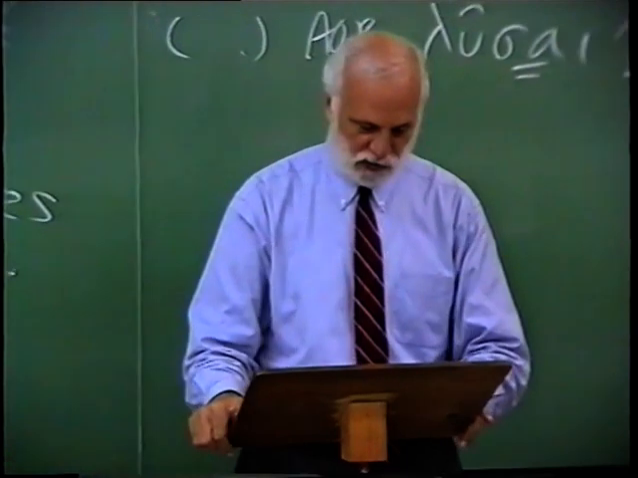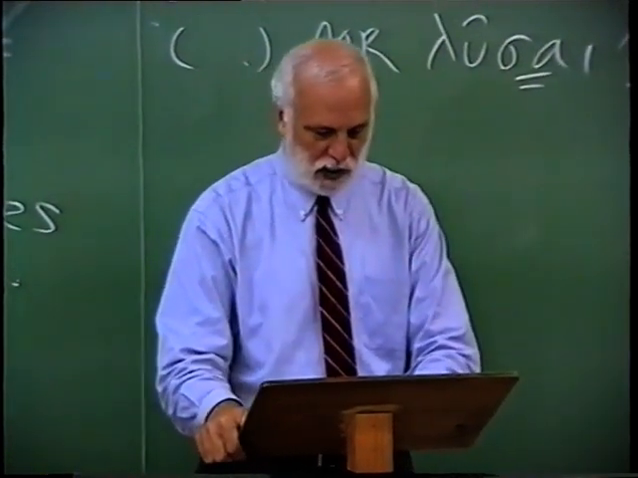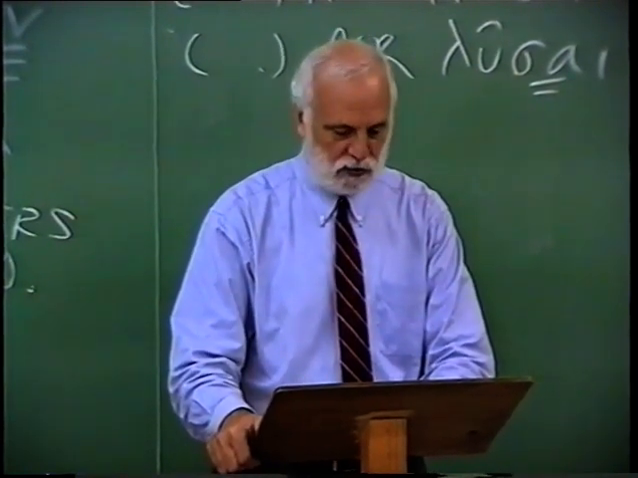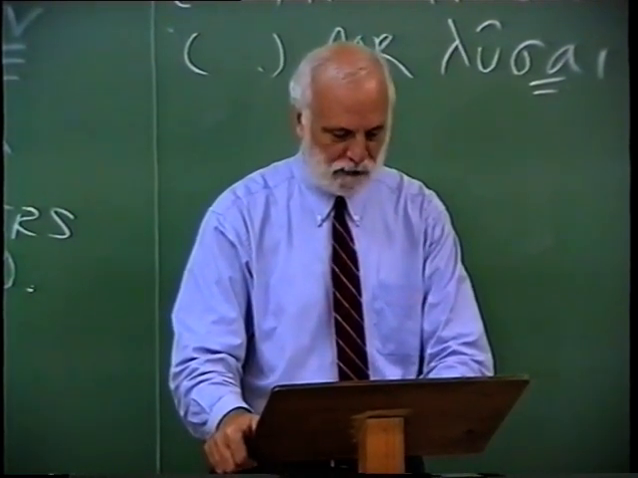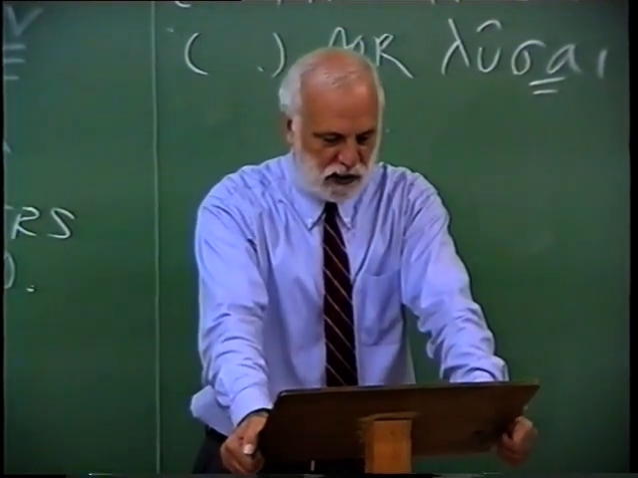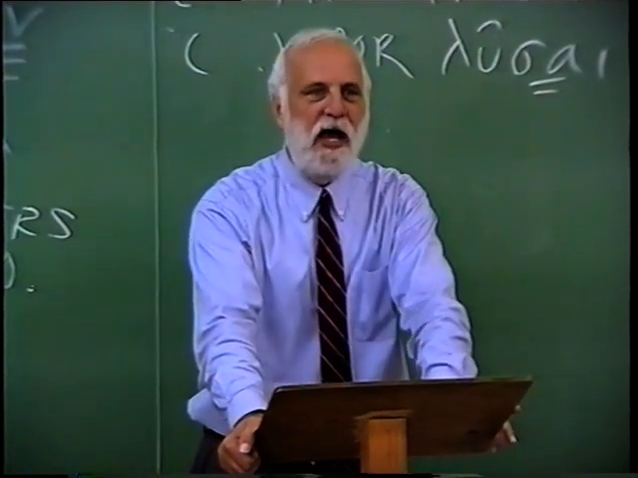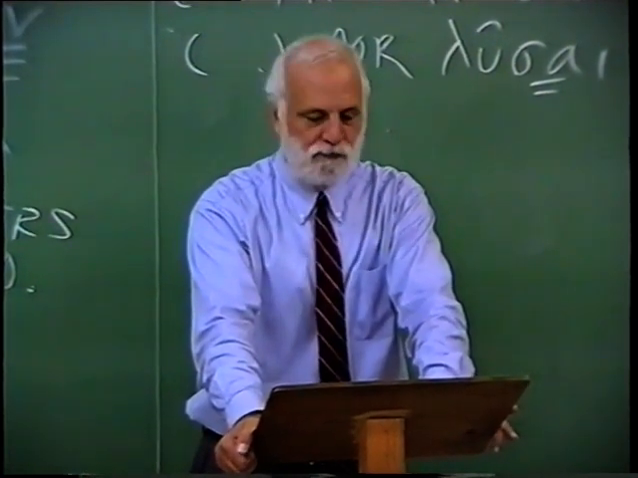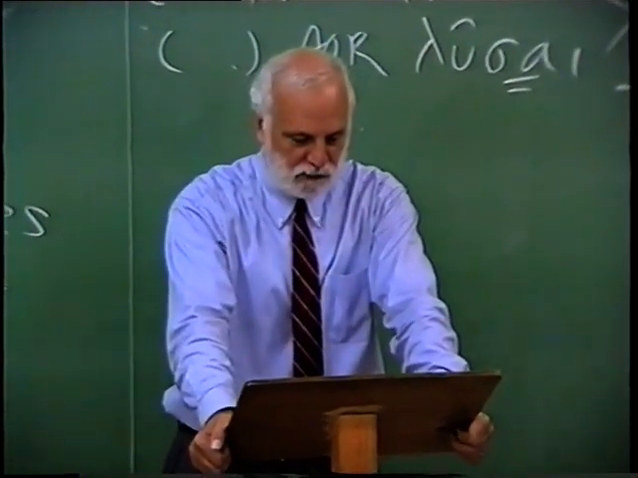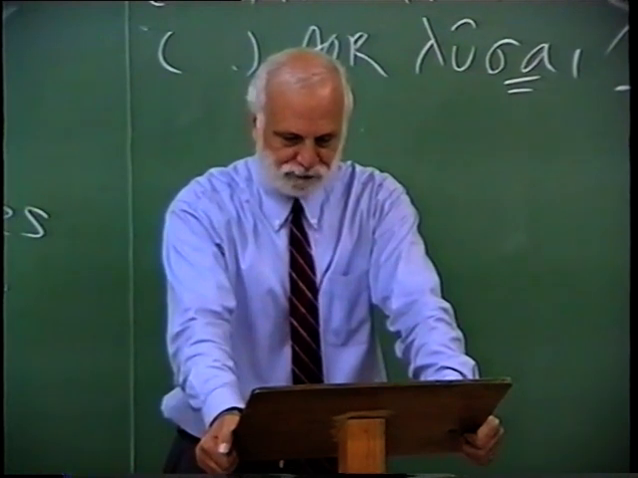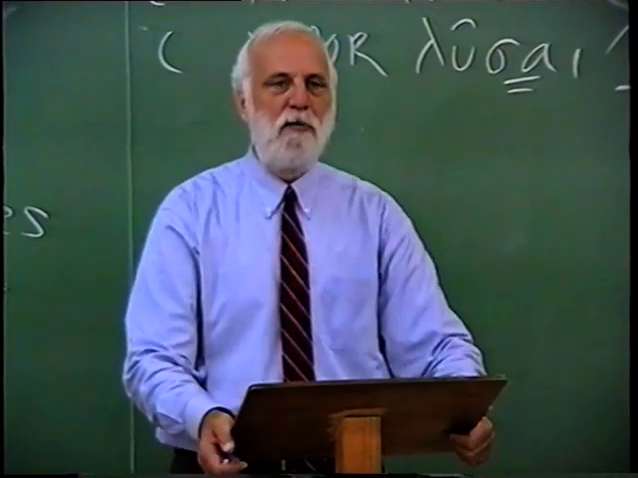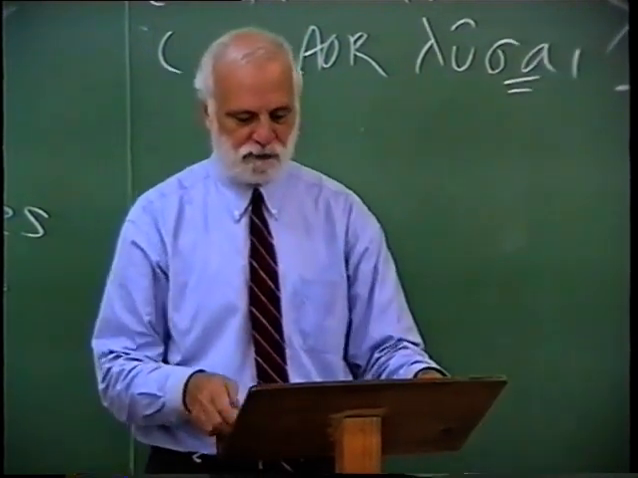Let's look at the middle voice. Present middle, luesthai. Aorist middle, lusasthai. And the perfect middle, lelusthai. The present passive is luesthai. The aorist passive is luthenai. Do you see the theta eta? That's aorist passive. And the perfect passive is lelusthai. On the next page, I have given you the most common second aorist infinitives.